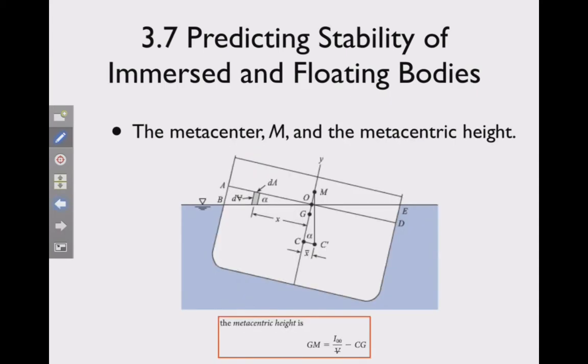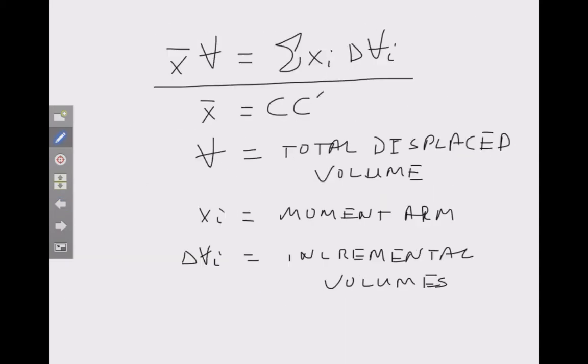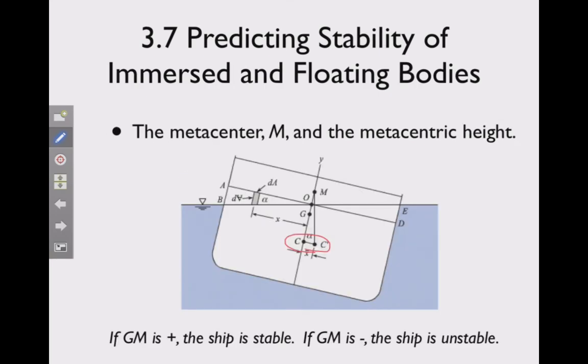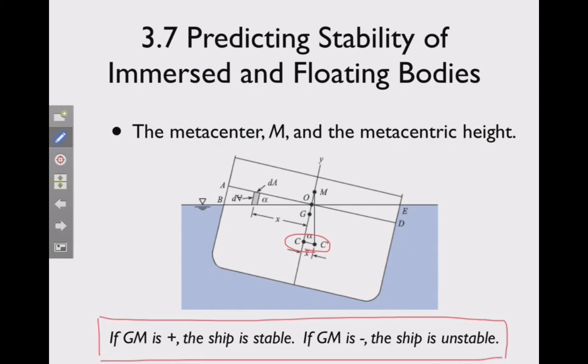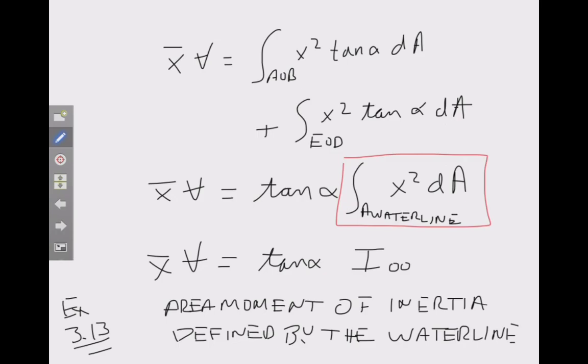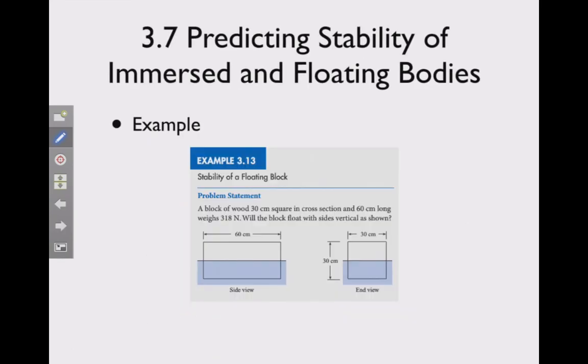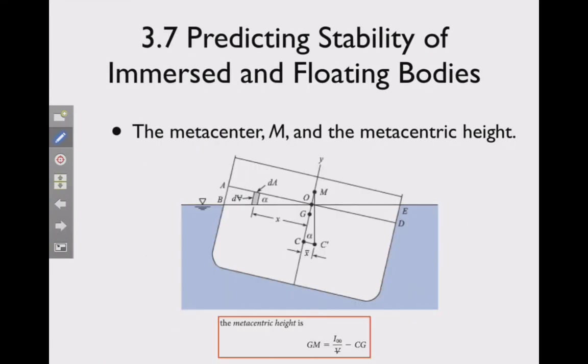And just to remind you that the stability conditions are, and this is the key point for this section, that if in fact GM is positive, we have a stable situation. If it's negative, the ship is unstable. So we now have a means for calculating the metacentric height, and we can do this in problems and determine stability.